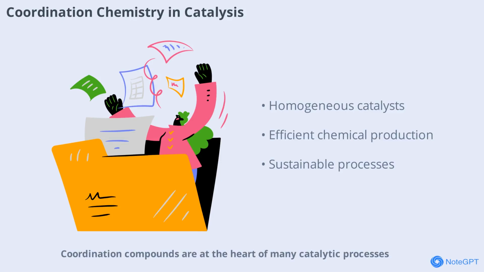Coordination compounds are at the heart of many catalytic processes. Homogeneous catalysts, such as those used in the production of polymers and pharmaceuticals, often rely on transition metal complexes. These catalysts increase reaction rates and selectivity, making chemical manufacturing more efficient and sustainable.